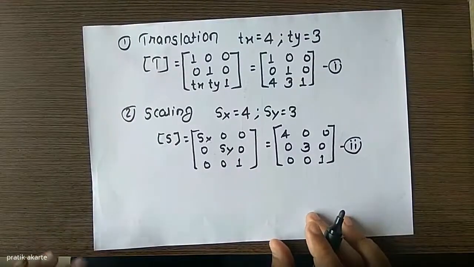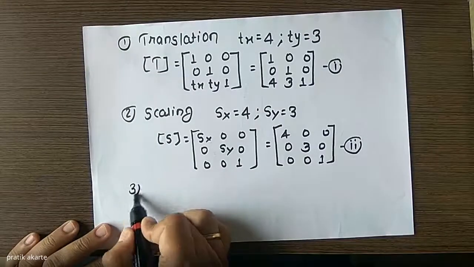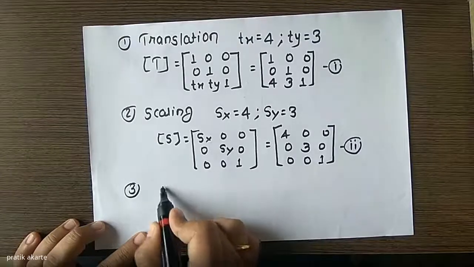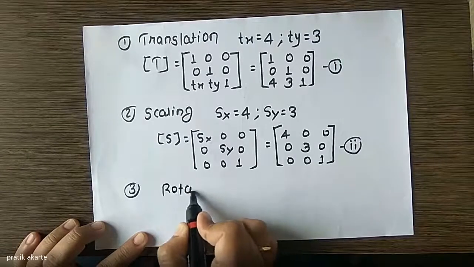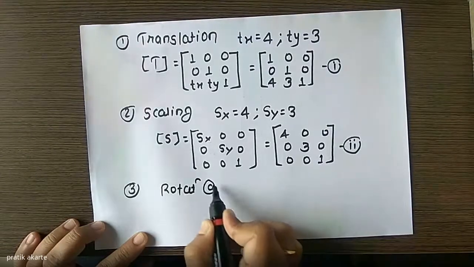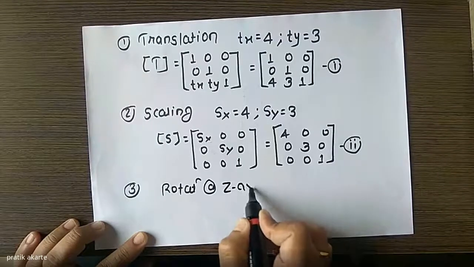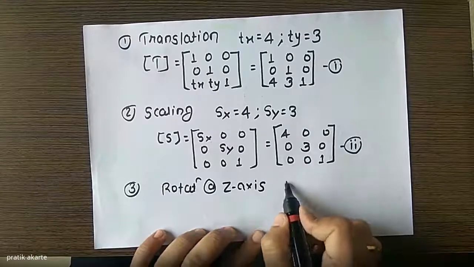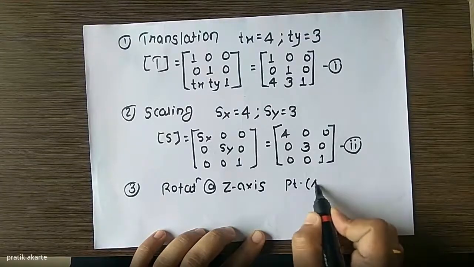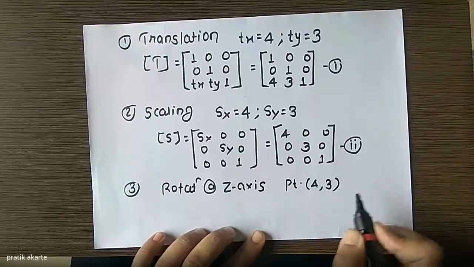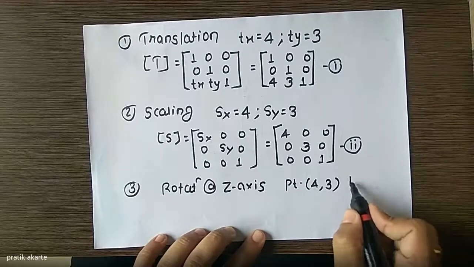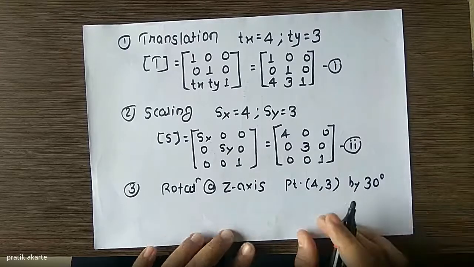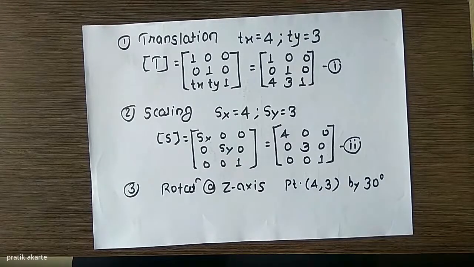Now the third transformation is a concatenated transformation, that is rotation about z axis passing through a point with coordinates 4, 3 by 30 degrees. So this kind of problem we have solved in the last session.